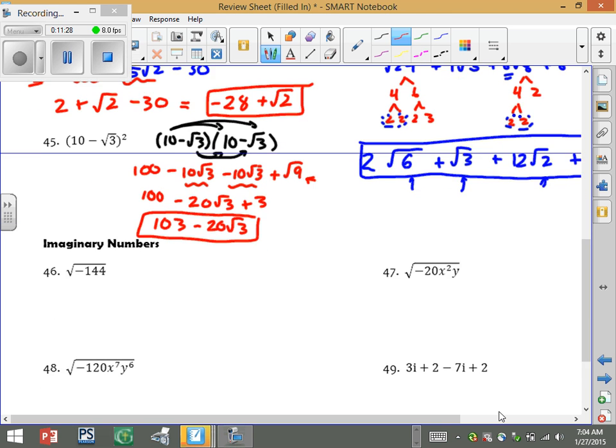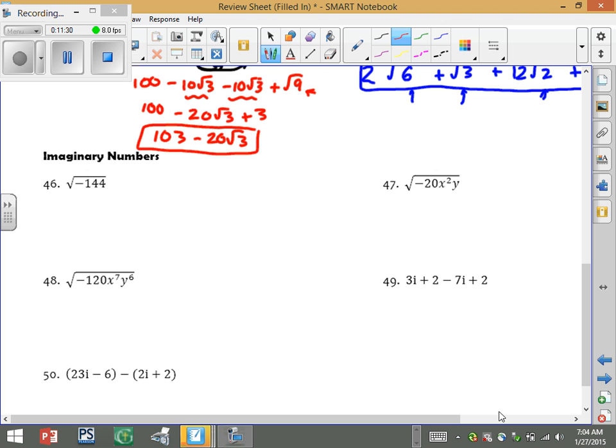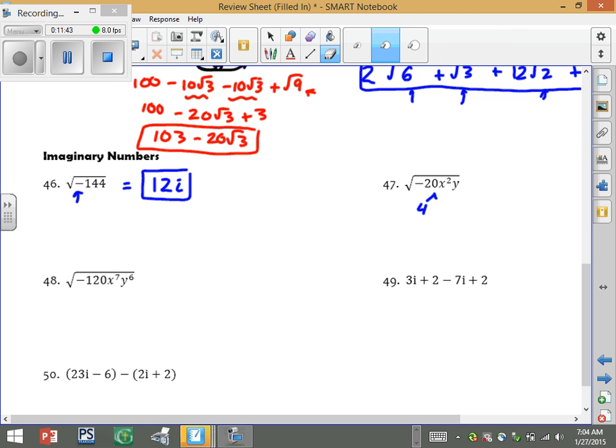Remember, with imaginary numbers, anytime there's a radical or a negative underneath a radical, you pull out an i. So we know the square root of 144 is 12, and since there's that negative, it's 12i. Negative 20 is not one that we have, but that's 4 times 5, excuse me, and then 2 times 2, so I can pull out a 2.